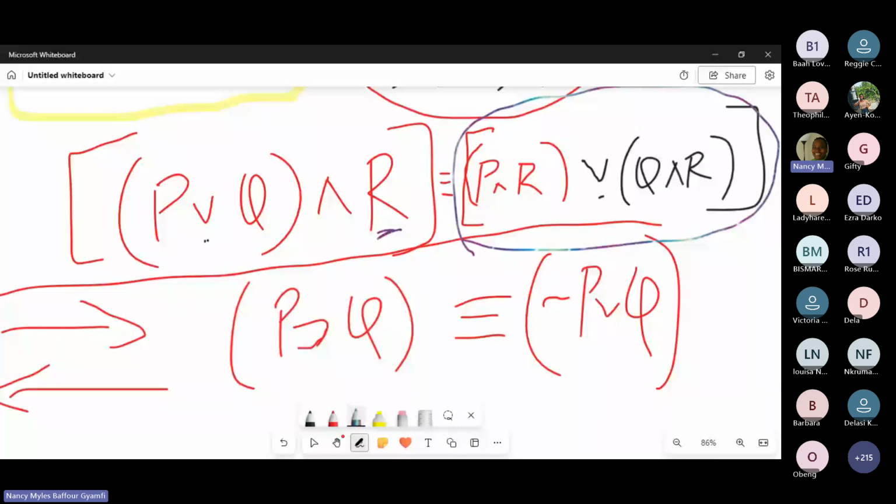You just have to do the reverse and it will generate this formula. That will be your first step. Then you simplify the R. Three steps, you are done.